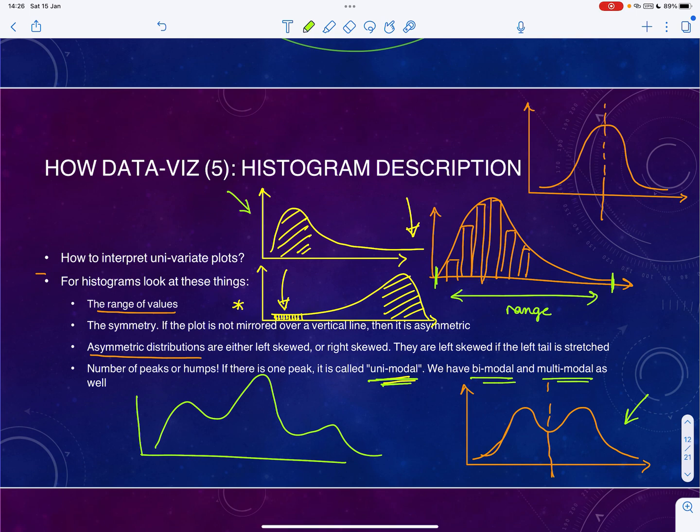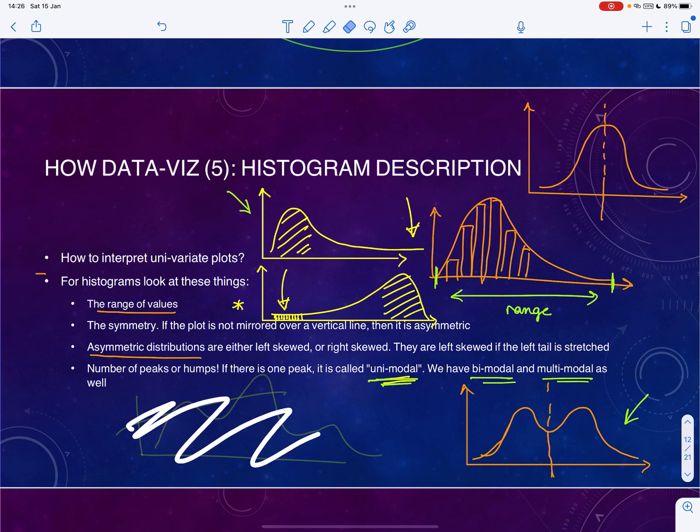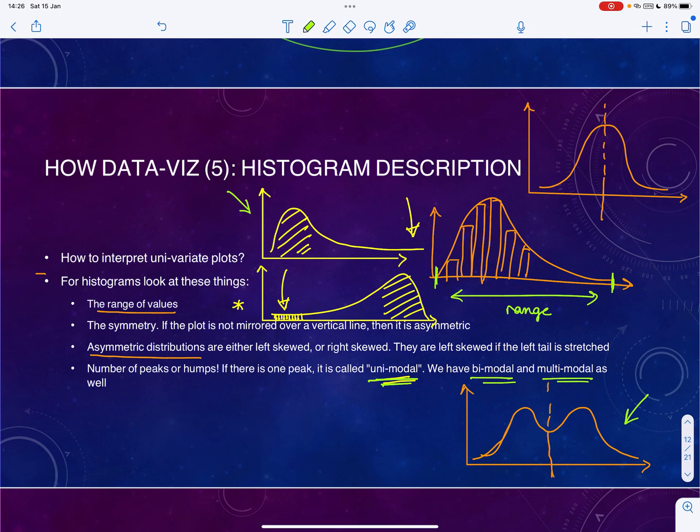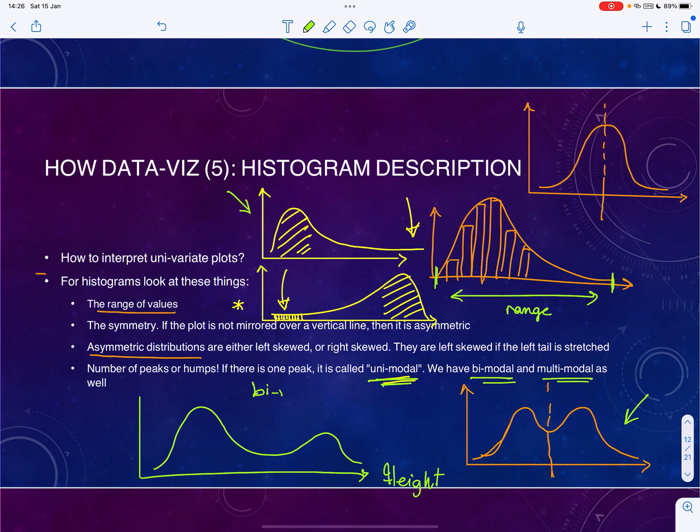Okay, so let me show you in one example. So imaginary example. Let's assume that this is height of students of a university, and most of them are here, and then one hump here. So there are two humps. It's a bimodal distribution.